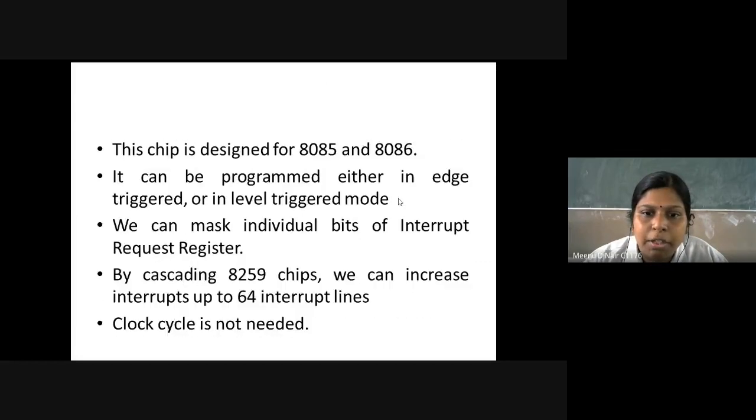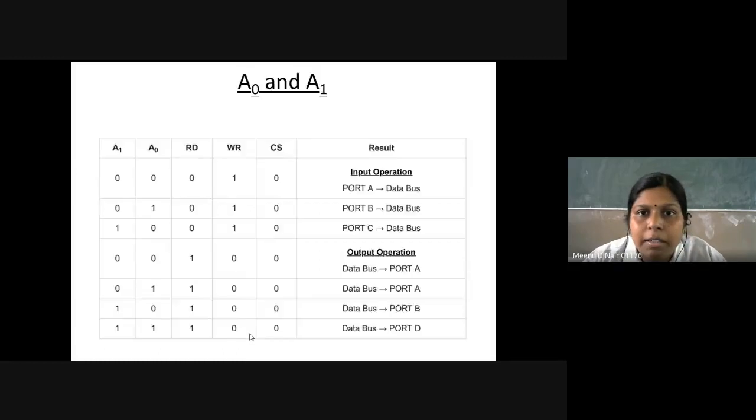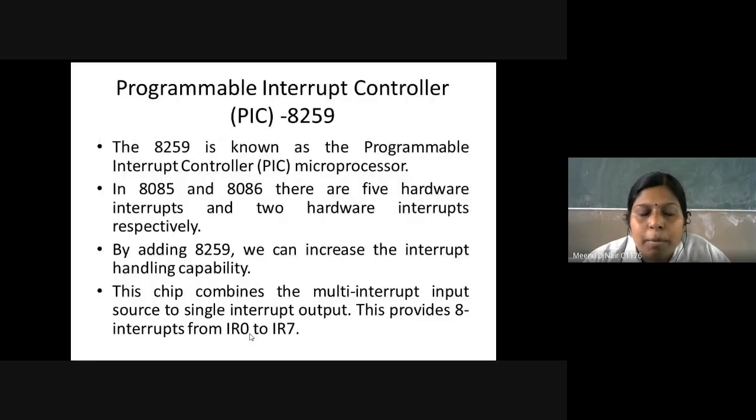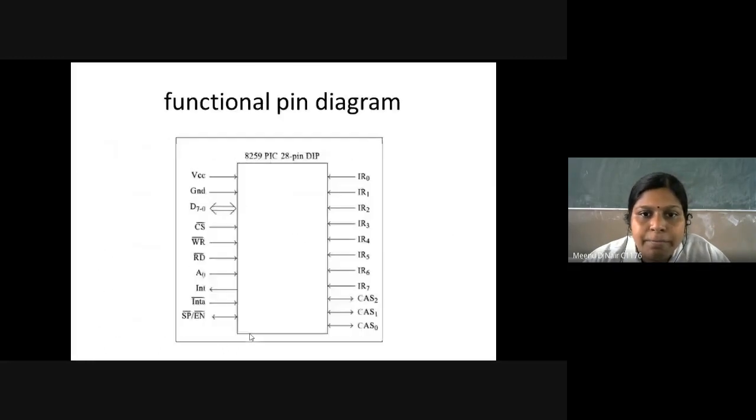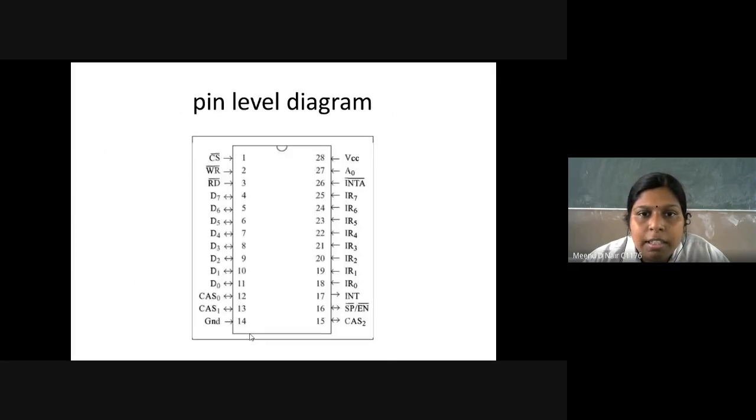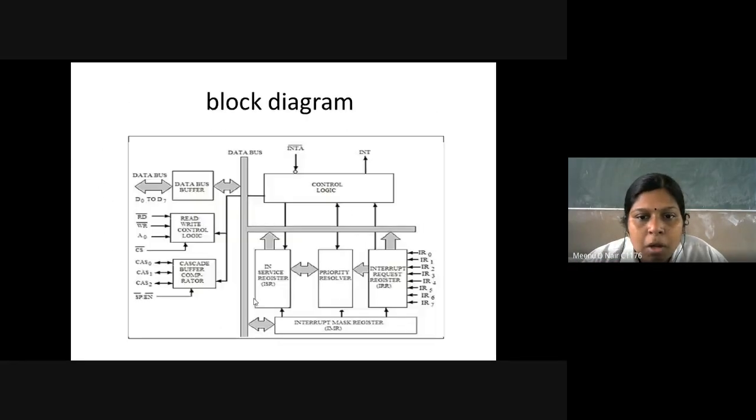That is nothing but your 8 interrupt lines. So this is nothing but your PPI. So PIC 8259. Now this is nothing but the pin level diagram, and the pin level diagram also we have seen each and every thing in detail. Then we were going to the block diagram.